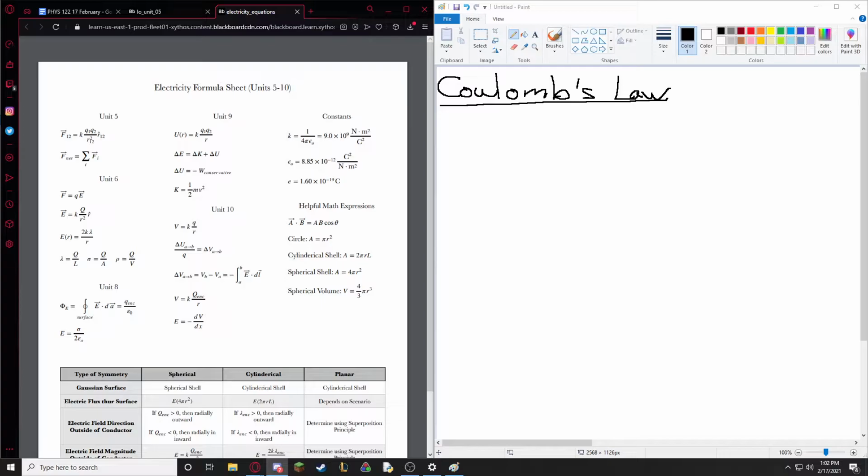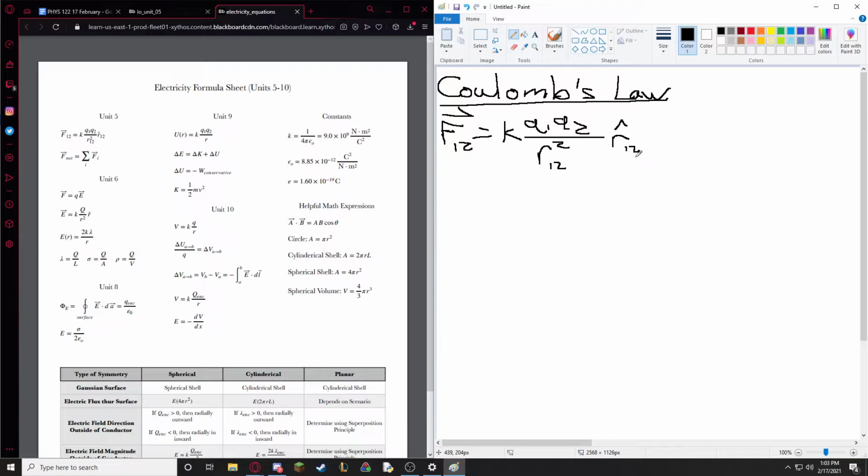But let's keep going. So Coulomb's law, right? It's the first thing on Unit 5 from your formula sheet. It's F, with your little vector 1, 2, is equal to K Q1 Q2 over R12 squared, R12 hat. So what exactly does each part of this Coulomb's law mean?